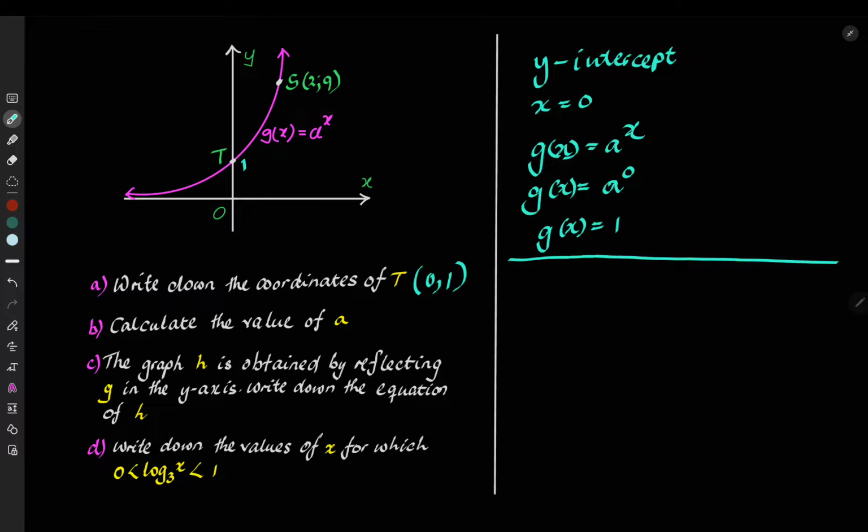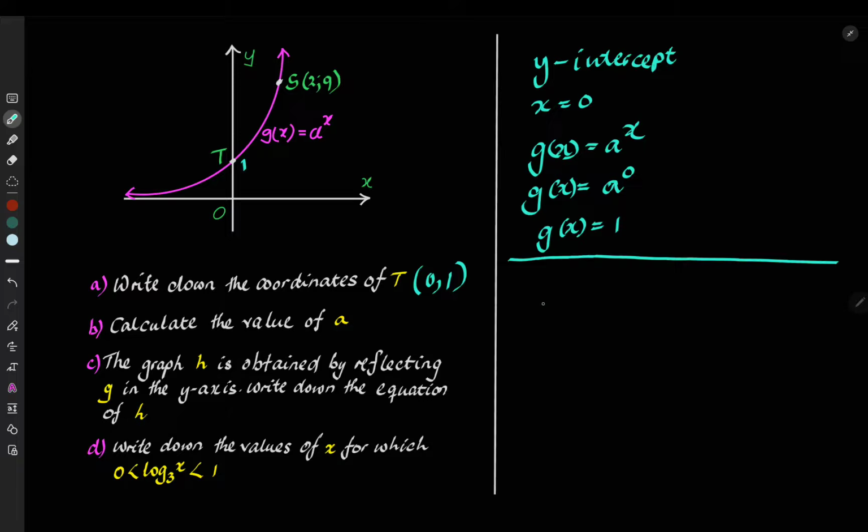Now, moving on to the next question, part B. Calculate the value of a. Every time you are asked to calculate a value on an equation or a function, be it a parabola, hyperbola, straight line, or even this exponential function, when you're asked to find an unknown variable, you have to use a point on the graph that you are given. In this case, we actually have 2 points, but we can't use (0, 1), because then our a would disappear.